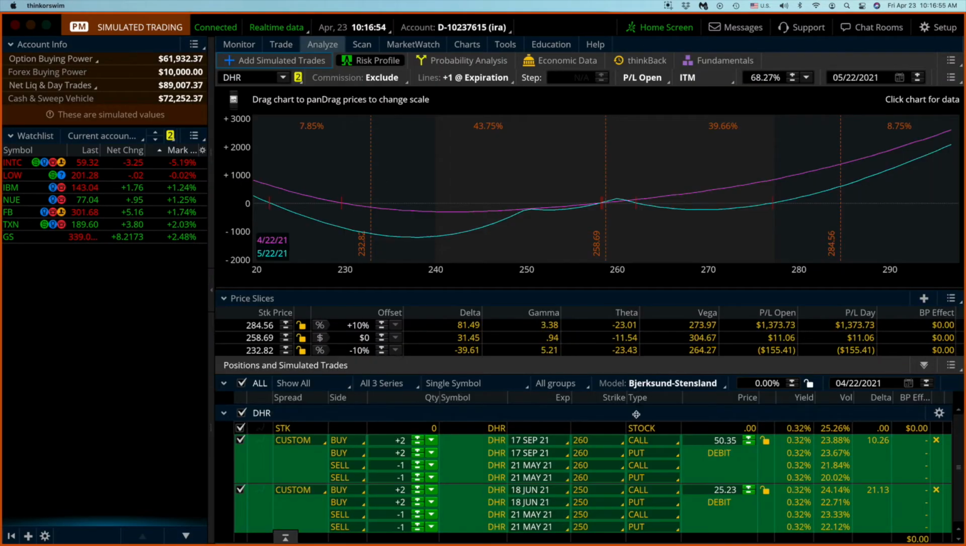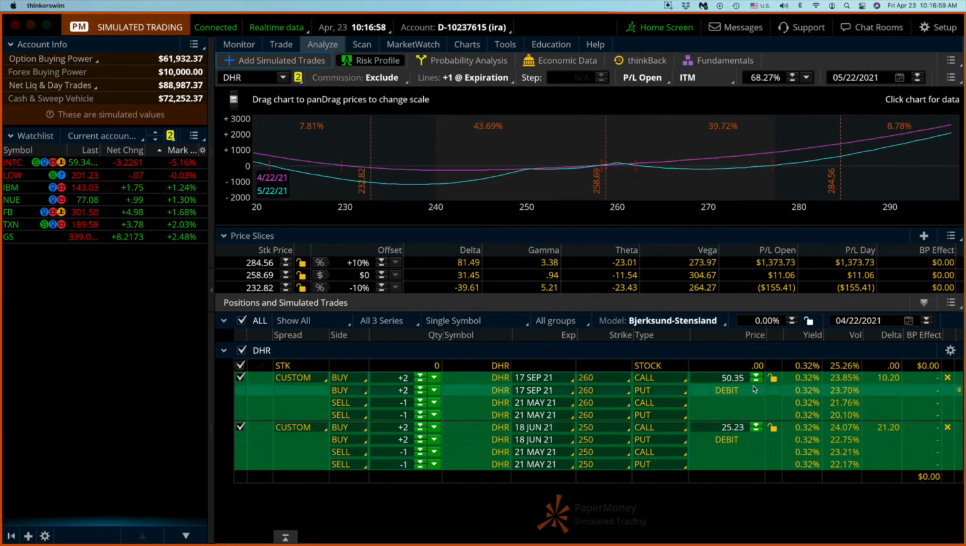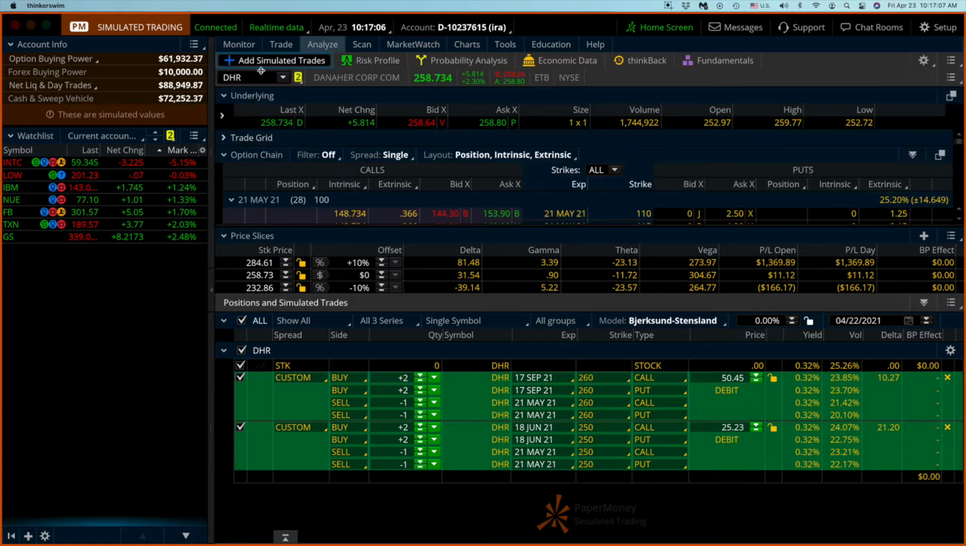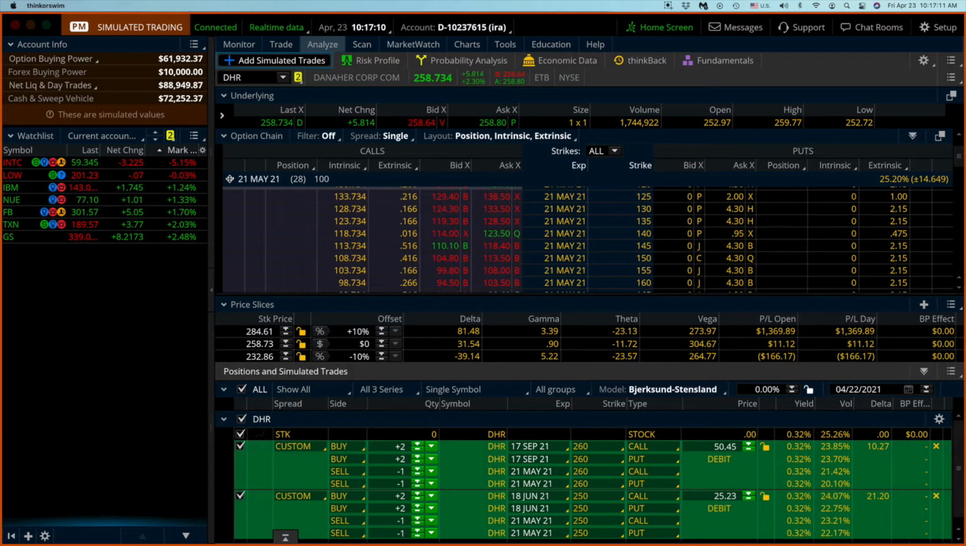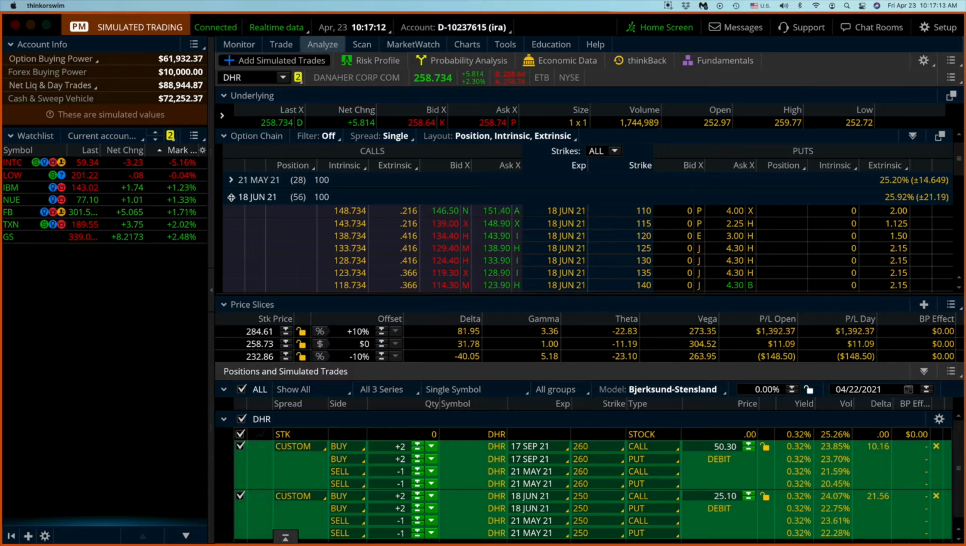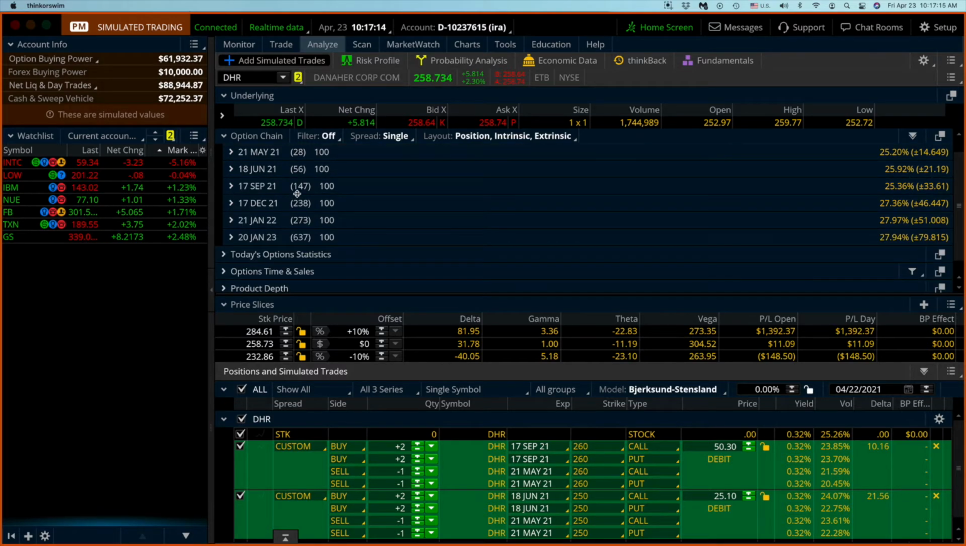Let's go to the Analyze tab. You can really do either one of these two. Okay, 260. We don't want to do June because that's less than 90 days away. 56 days. So unfortunately, we have to go to September, which is way out there at 147.